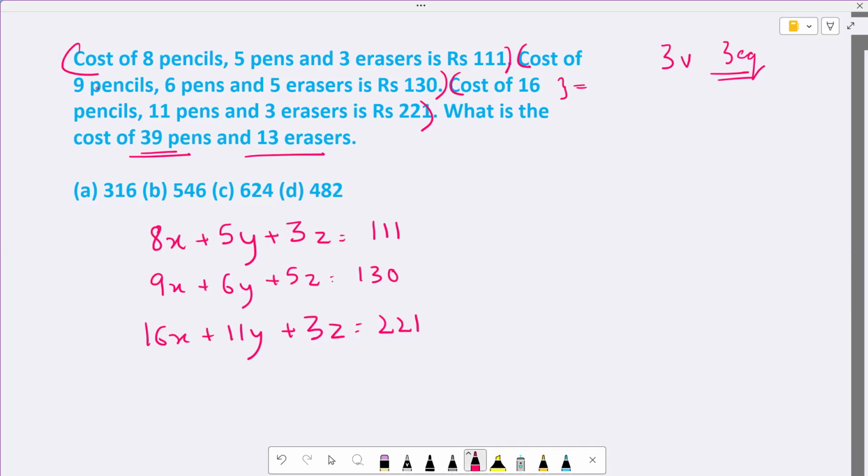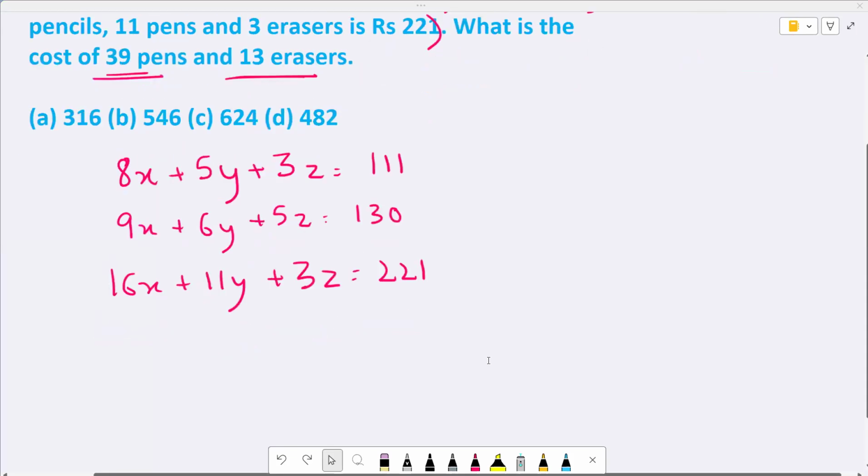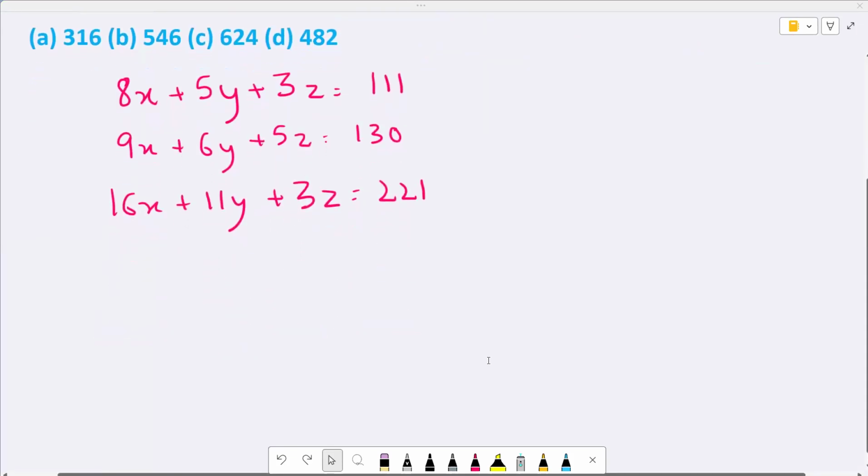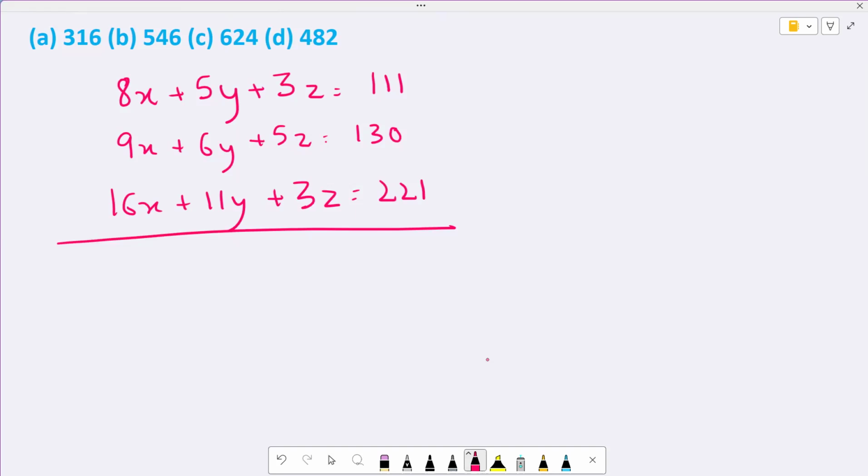Now they're asking what is the cost of 39 pens and 13 erasers. So here we simply have to substitute and then find out the values of all these variables, and it will be a pretty long method. So that can be one method. Another method can be if we contemplate a bit upon it, and it will be tough. It won't strike at the moment itself. But one way of doing this can be if we add all these three equations.